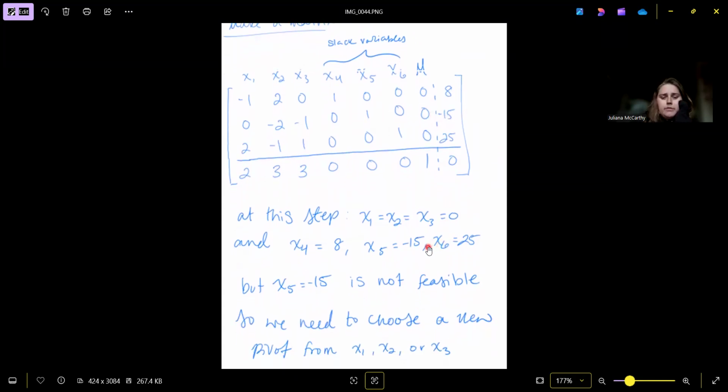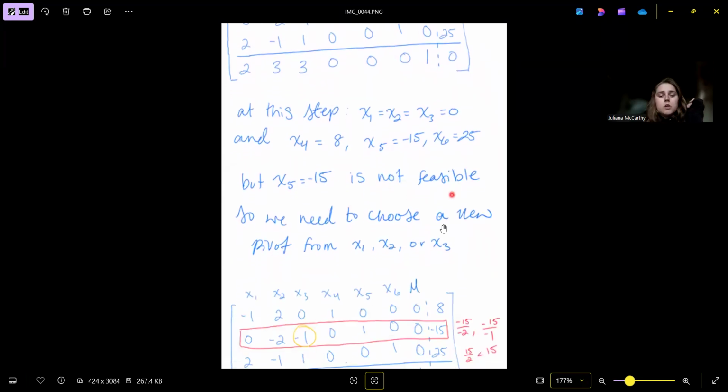So we need to choose a new pivot from x1, x2, or x3. So we need to figure out which of these. We know already that it's going to be in this row because of this negative 15. We want to get rid of that. So that's the row we're going to be working on. But we have to figure out which of these it's going to be. Is it going to be x1, x2, or x3?